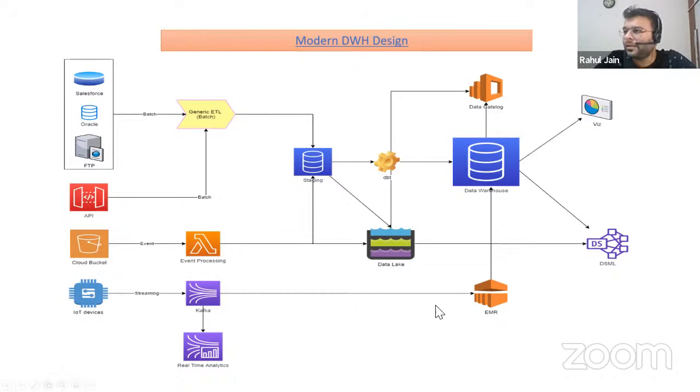And then there are different ways. Some data is coming from the staging, some data is coming directly from streaming, and some data could be coming from the data lake into the data warehouse. And now on top of the data warehouse, you can have those traditional consumers like visualization, reporting, business people.